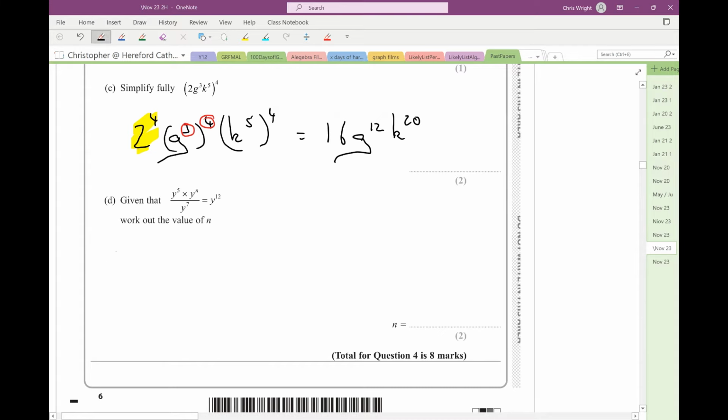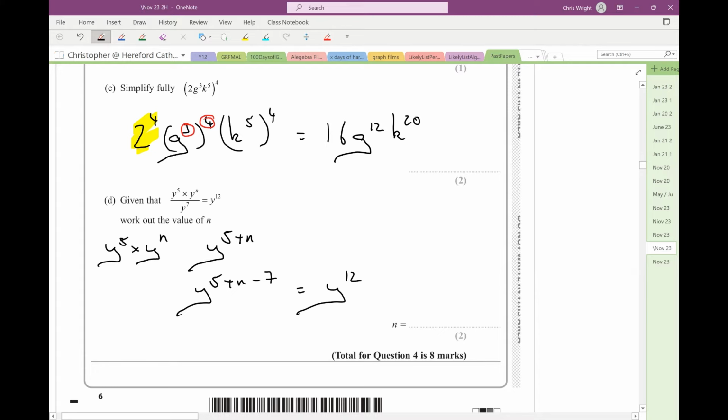We've got y to the power of 5 times y to the power of n. Well, that's y to the power of 5 plus n, isn't it, on the top? And then we've got to divide that by y to the power of 7. Well, that's going to give us y to the power of 5 plus n minus 7. That's supposed to equal y to the 12.